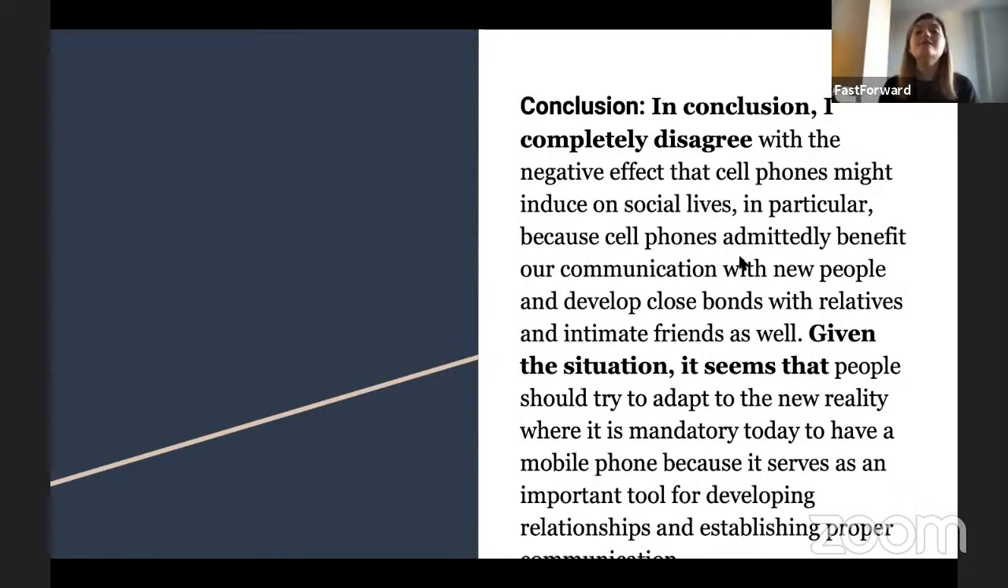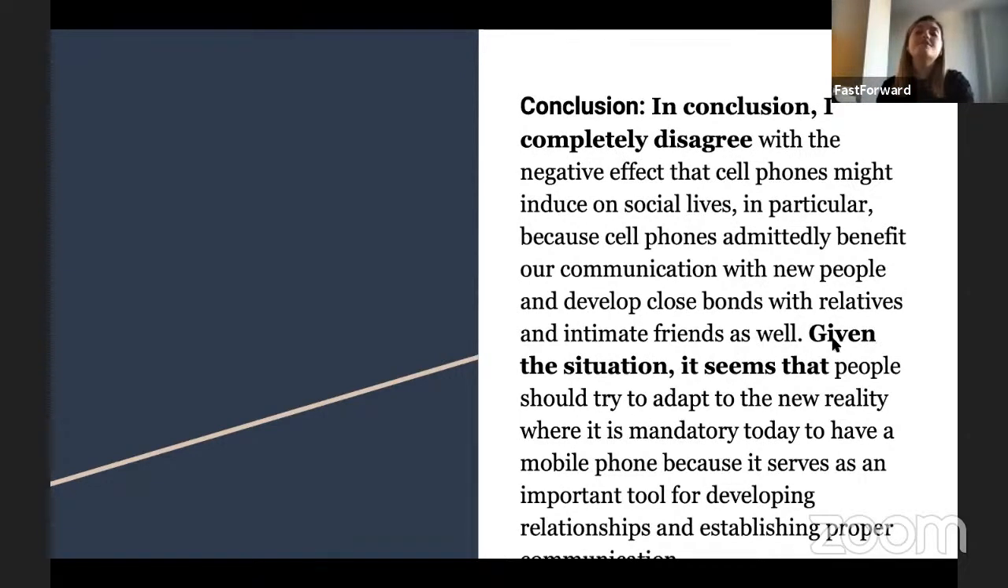I need to mention them again. And I'm saying cell phones admittedly benefit our communication with new people. And the second one, and develop close bonds. Bonds means connections, right? With relatives and intimate friends as well. Intimate friend means close friend. You see, I'm trying to show different nice academic words, right, to kind of work in my vocabulary criteria as well. Okay, that's it. So you see, I united in one sentence, in my conclusion, my opinion and my reasons, and I paraphrase them.